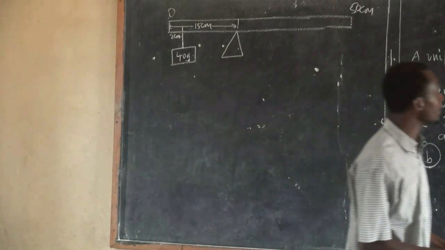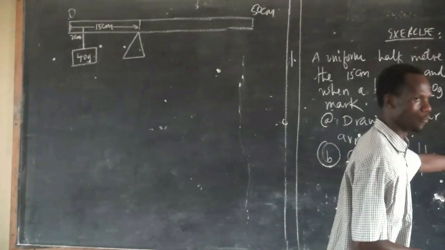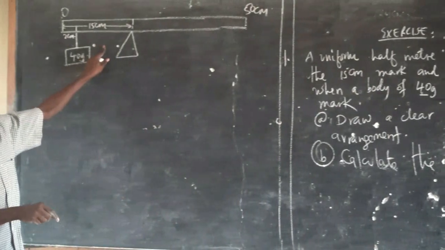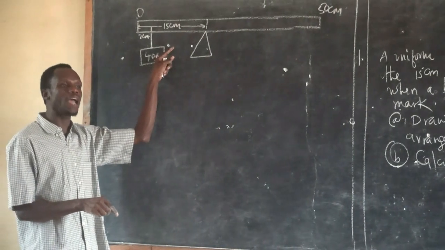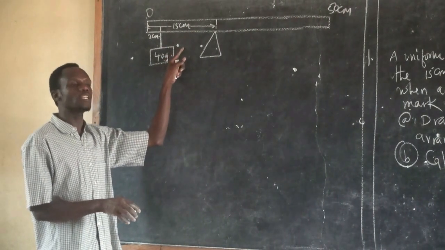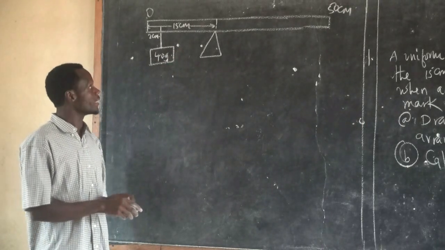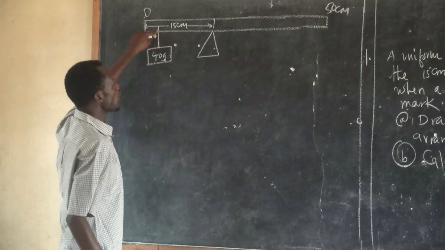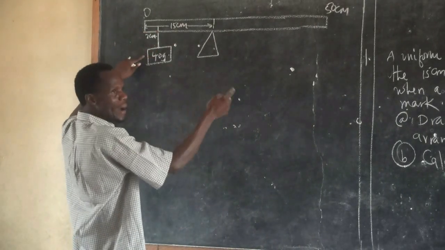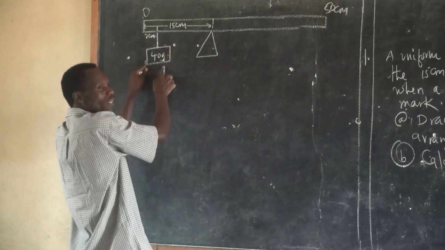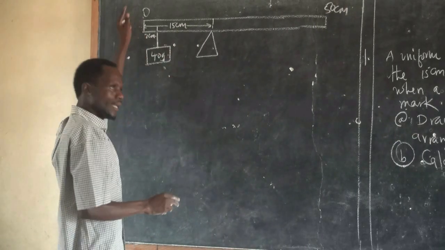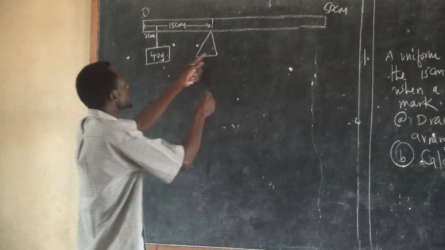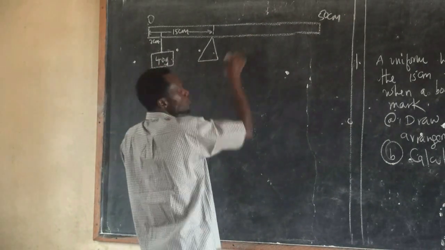Now, we've been told to draw a clear diagram of the arrangement. This is not yet a clear diagram because you have not written the distance from the pivot to where the mass is placed. We have a balance between the 40 grams, placed to the left-hand side of the pivot, and the mass of the ruler.